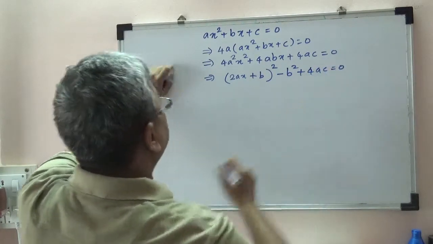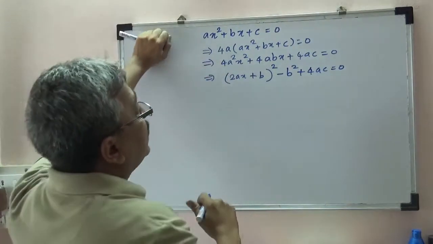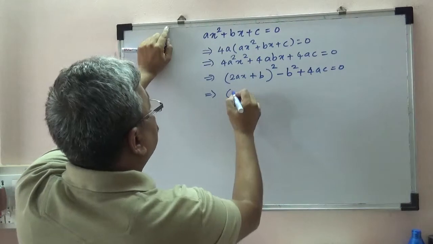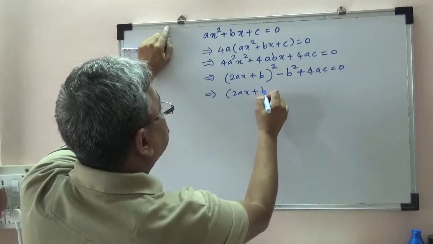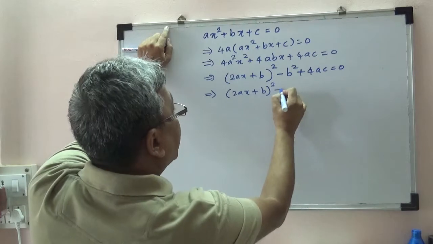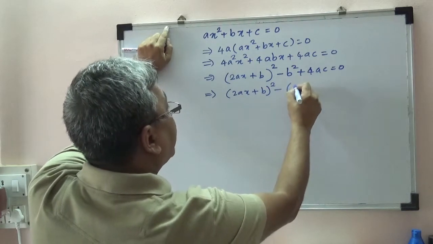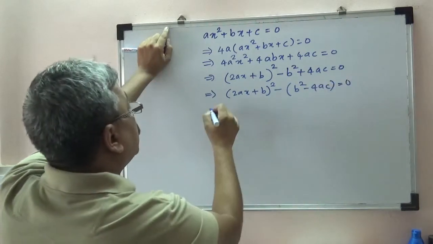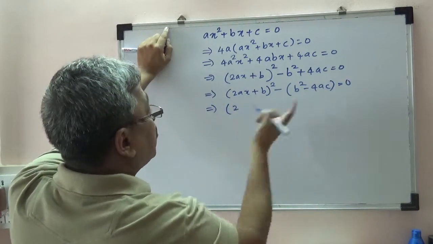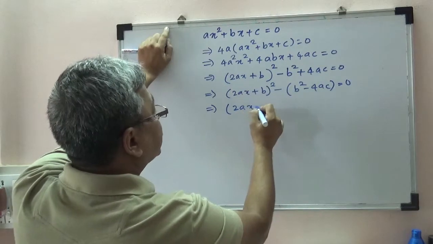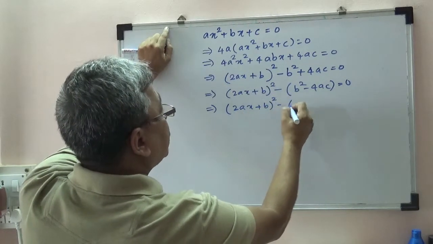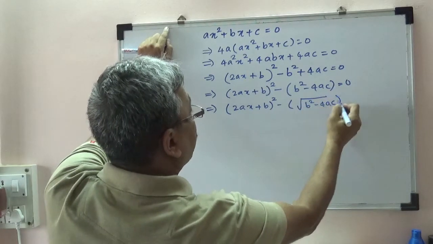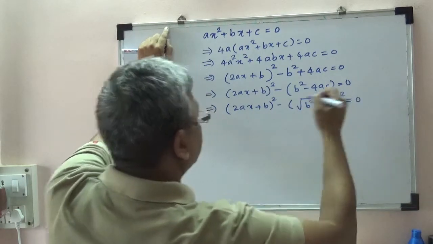Now this should be equal to 0. These two are the same expression, same LHS. Now this gives me (2ax + b) whole square minus, if I take out common, b square minus 4ac, which is equal to 0. Now I have to look at it as a difference of two squares, therefore (2ax + b) whole square minus (square root of b square minus 4ac) whole square is equal to 0.